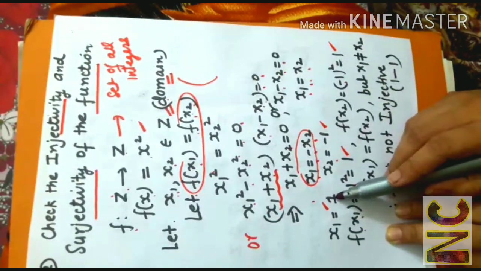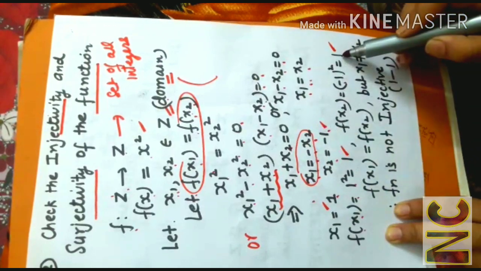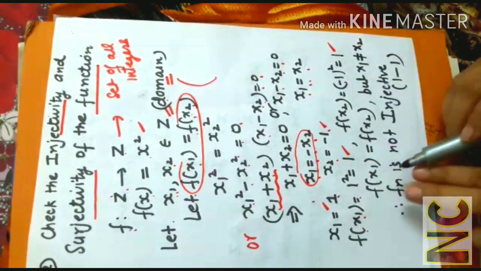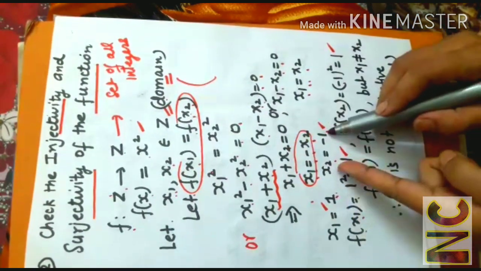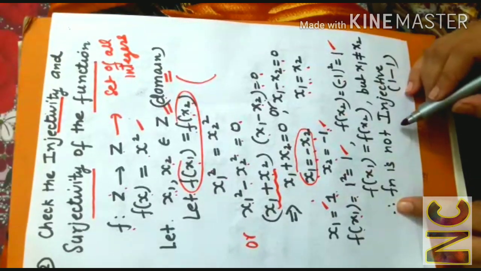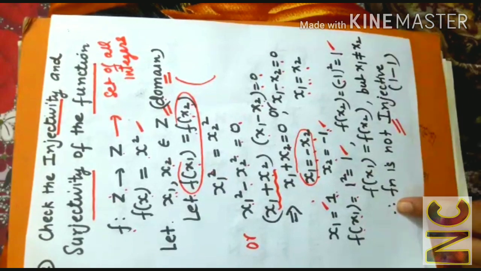So the image of 1 and the image of minus 1 is equal to 1. So distinct elements have the same image. Therefore the function is not one-to-one or injective.